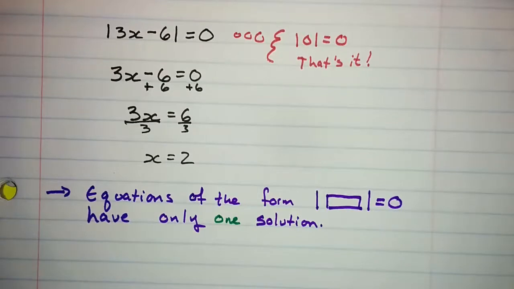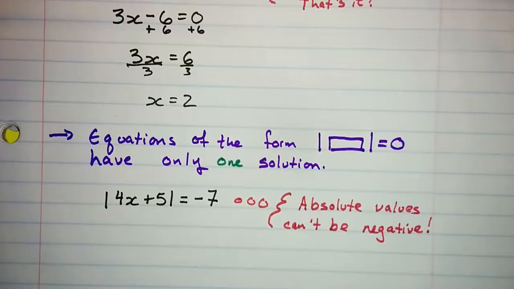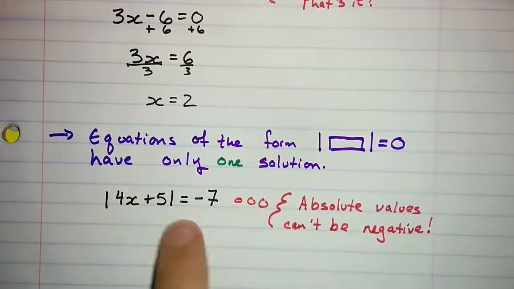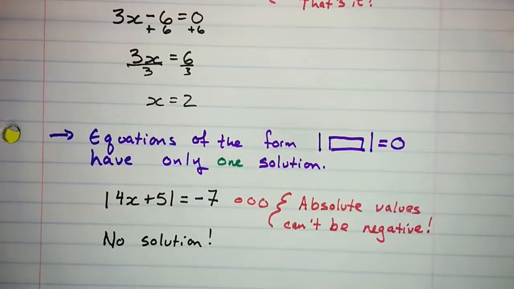What if I gave you an equation like this? The absolute value of 4x plus 5 equals negative 7. Well, again, we think about what we know about absolute values. And what we think is, absolute values can't be negative. There is no number whose absolute value is negative 7. This equation has no solution.